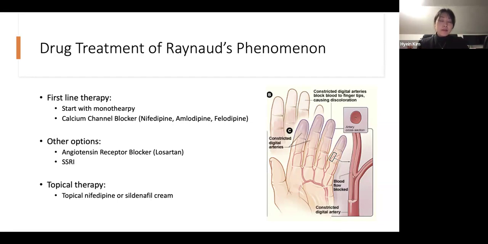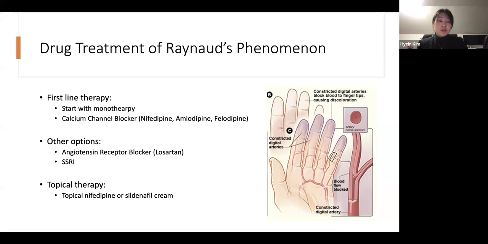Other options that are not as much studied, but have some evidence, include things like losartan and SSRIs. Sometimes we do use topical therapy, and I think that's helpful, especially if you have a couple of fingers that are affected more than the others, or if someone is on some therapy and developing ulcers in one finger or something like that, or if their blood pressure can't tolerate it.